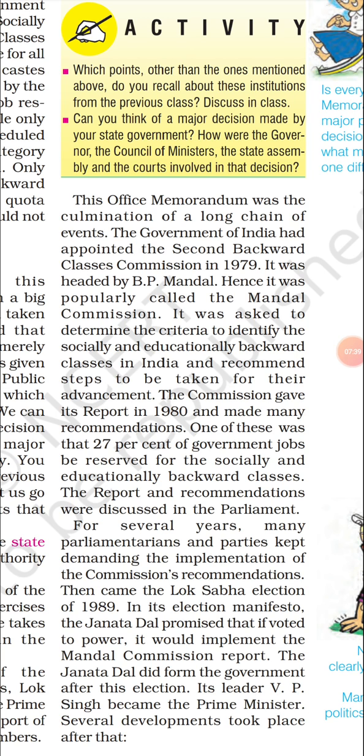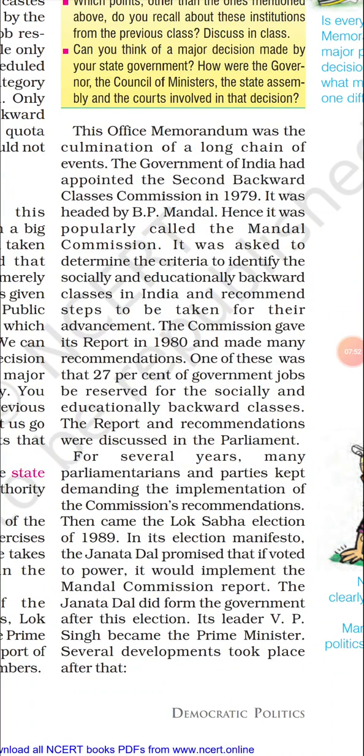So B.P. Mandal with his team took the initiative and they got a report. This commission gave its report in 1980, and they made one recommendation. They said that 27% of the government jobs should be reserved for these backward classes, socially and educationally backward classes. So this report was given by the Mandal Commission, called Mandal Commission because the head of this commission was B.P. Mandal.